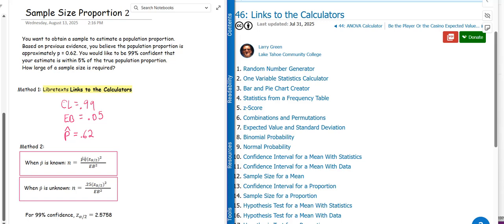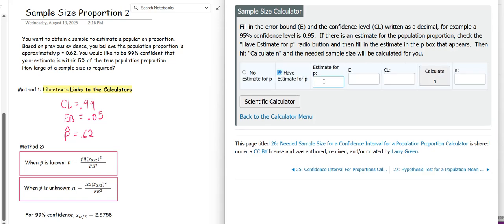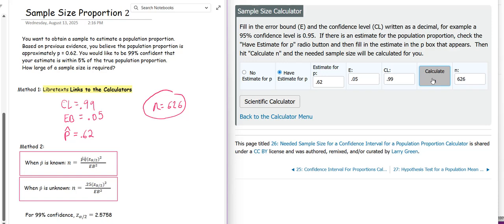So I'm going to jump over here to our list of calculators, and I'll have a link to this in the problem, and go down to sample size for proportion. And in this case, we have an estimate for p, which is 0.62. And then confidence level is 0.99, and E is 0.05. We could calculate, and we get 626. So N equals 626 is our answer.